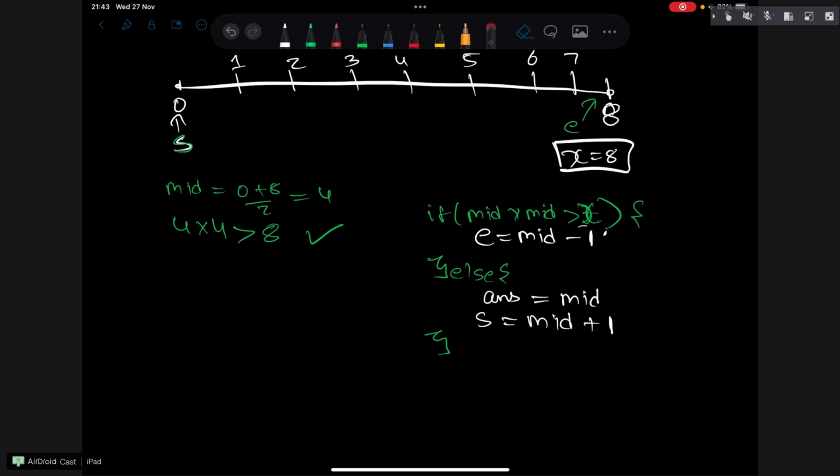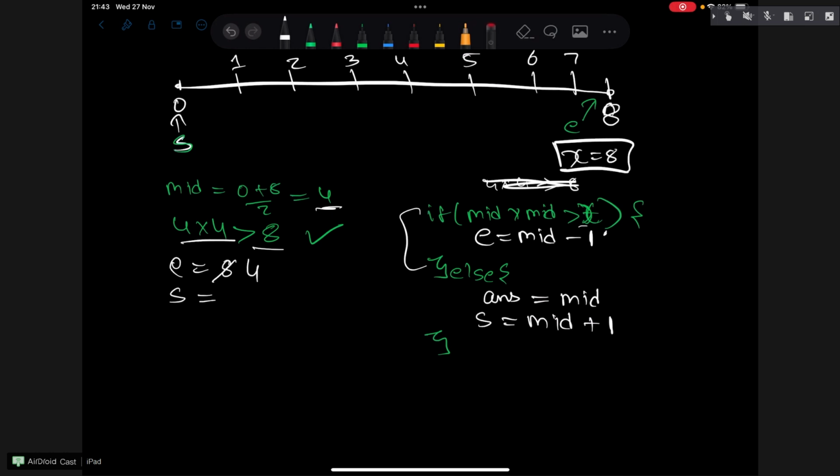Okay, so for iteration 1, we got mid as 4. So 4 times 4 is greater than 8. Okay, so the end pointer will be moved to mid minus 1. So e is going to be mid minus 1. What was e before? E was 8 before. Now e is going to be 4.